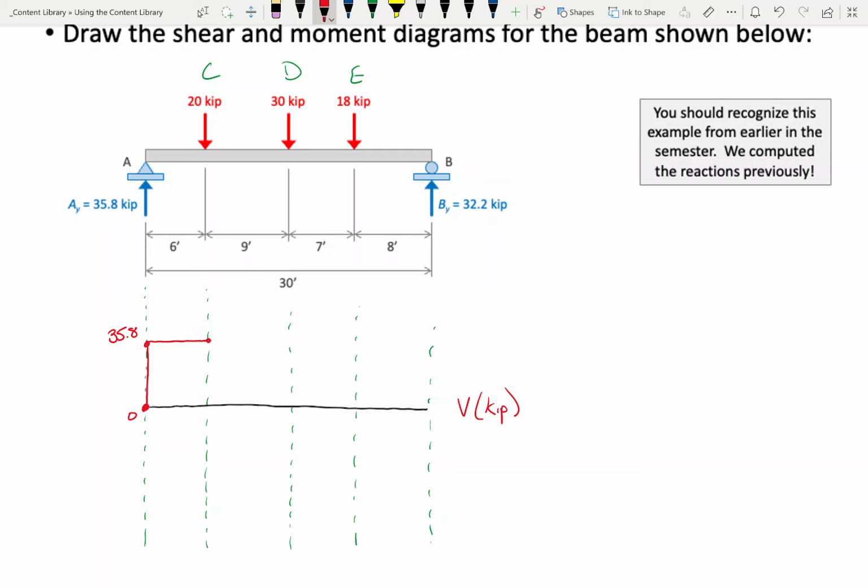So my shear diagram looks like this. And then the beam said something to me. It said, Greg, hold up. Go down a little bit. Go down 20. So let's think about this. If I'm at 35.8 and I go down 20, what's that put me at? 15.8.